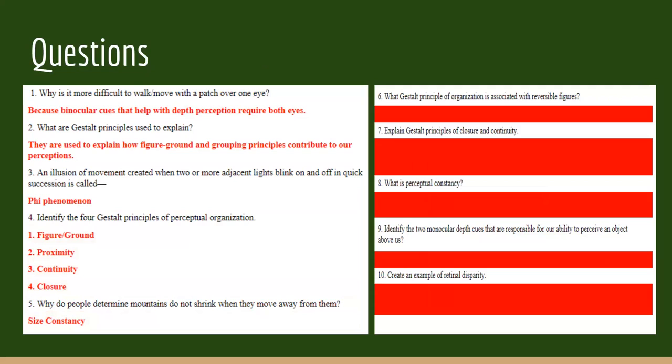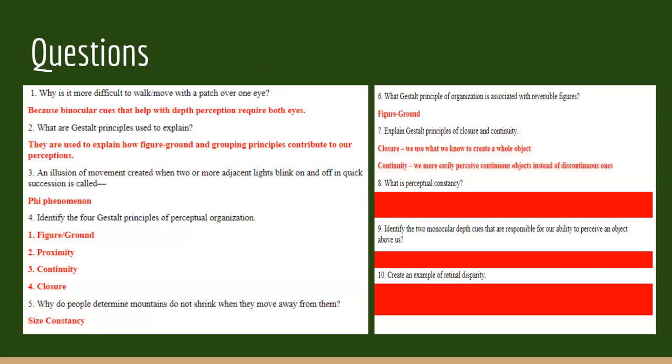What Gestalt principle is associated with reversible figures? That's figure ground. Remember, you can change what you think is figure and ground. Explain the principles of closure and continuity. Closure is that we use what we know to create a whole object. Continuity is that we more easily perceive continuous objects instead of discontinuous ones.